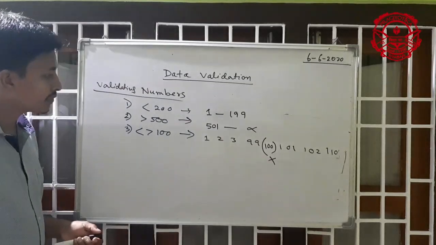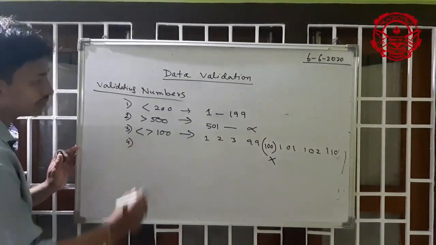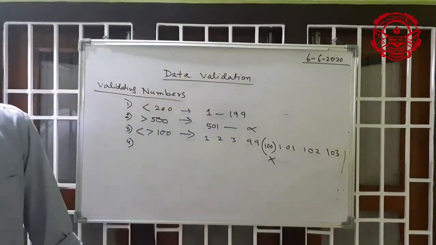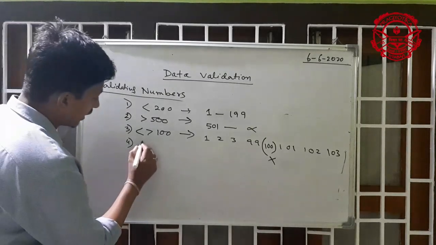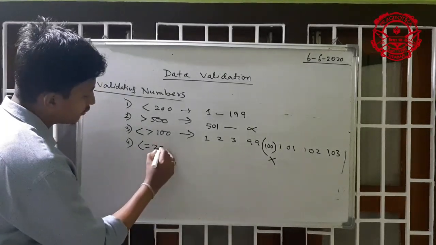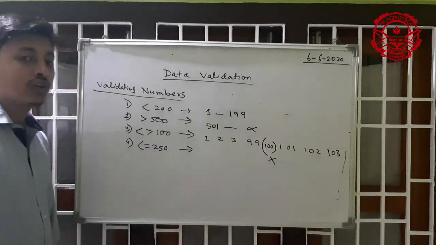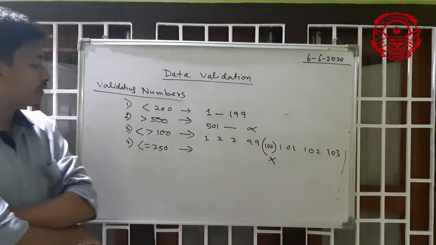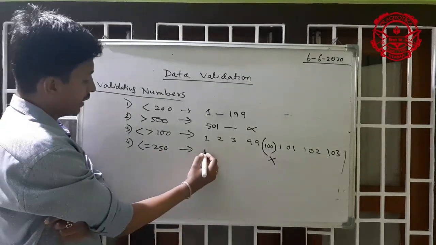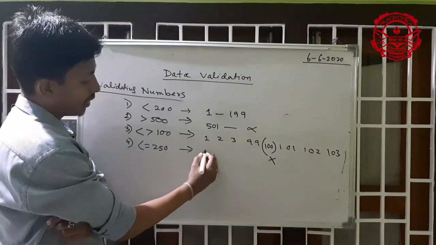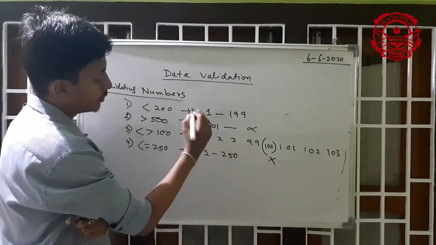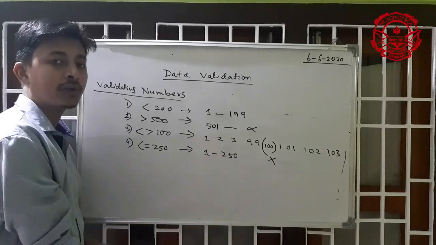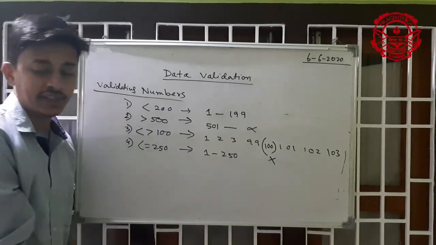Next is number 4, less than or equal to 250. The value must be less than or equal to 250, meaning 1 to 250, up to 250. Because of the equal part, 250 also comes. So 1 to 250 is the range.